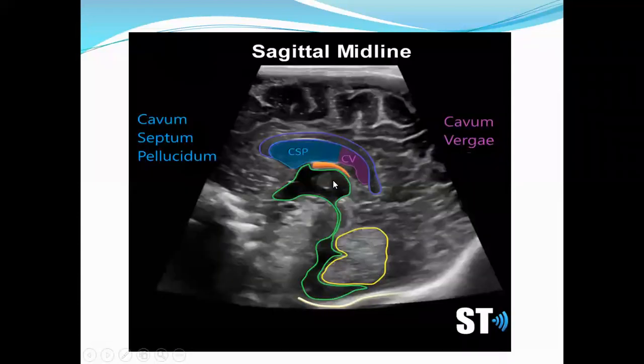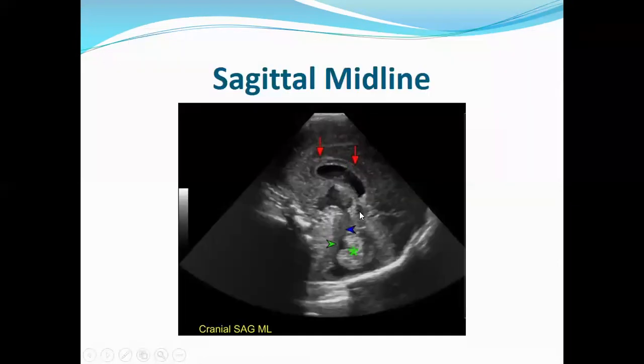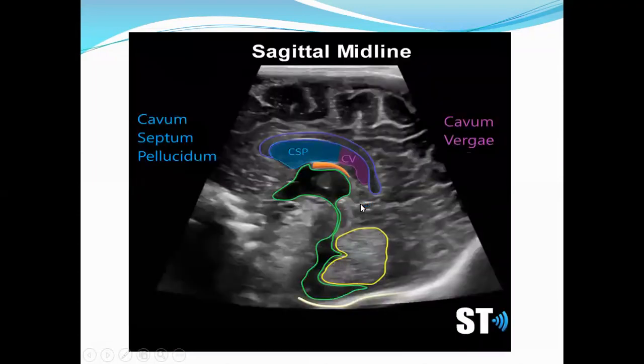With labels, you see the corpus callosum, the cavum septum, and cavum vergae. Here you see this structure. This is not a cyst, but sometimes you have this structure in some infants. It is normal. It's called the cavum veli interpositi, sorry, cavum veli interpositi. It's a very normal finding to see.